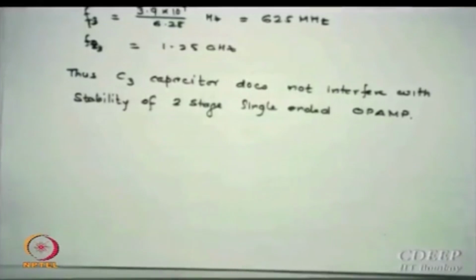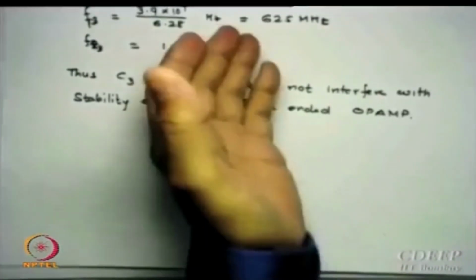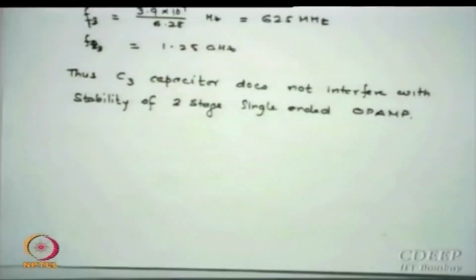How much is your gain bandwidth given to you? 6 megahertz. Where is Z1 placed? It was placed at 10 times the GBW, at 60. This one is going 10 times further than that, and this is going double further still. So we can say that the poles and zeros due to C3, for the case we are solving, are of inconsequence as far as the stability issue goes.